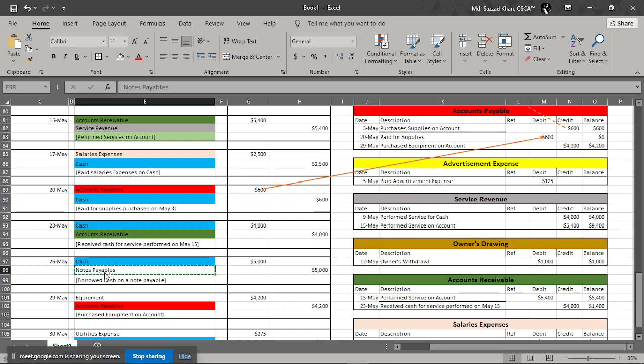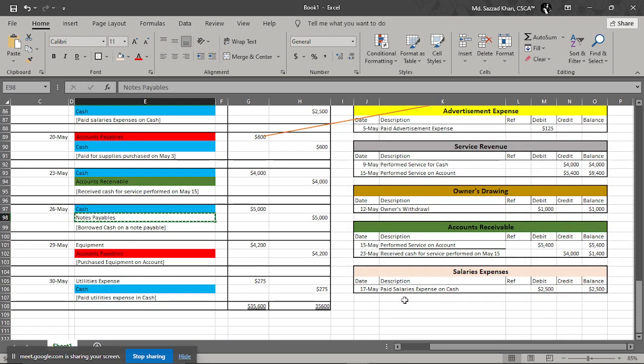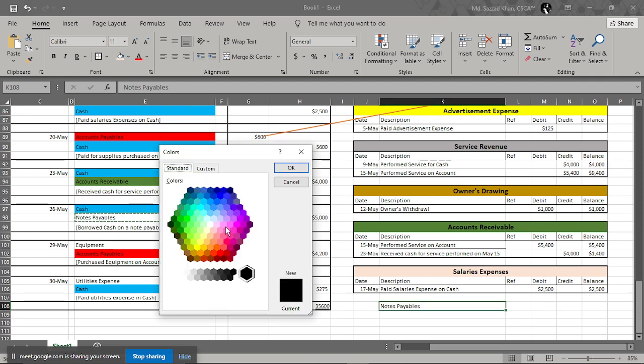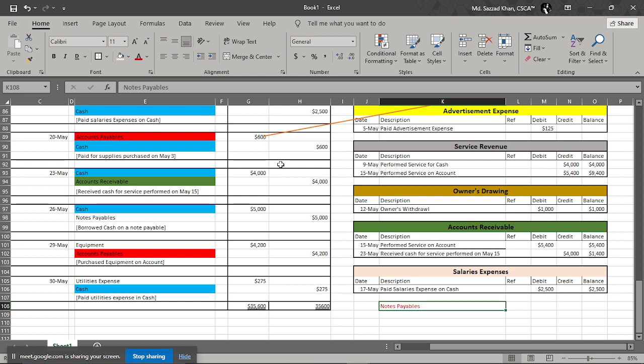Notes payable account, right? Let us find more colors. Not that one.